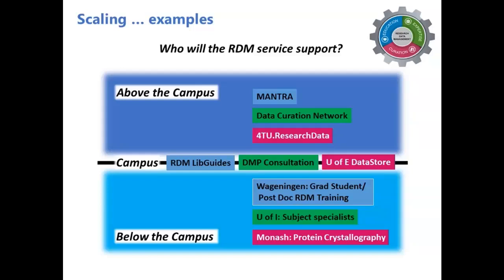Now moving to services scaled below the campus, an interesting example for education might be Wageningen's RDM training course aimed at grad students and postdocs. Participants in these courses can actually earn credit from the graduate school upon completion. For expertise, an example of a below-the-campus approach might be Illinois' Data Management Consultation Service for researchers, which often utilizes library subject specialists in order to blend general data management knowledge with a more focused disciplinary expertise.